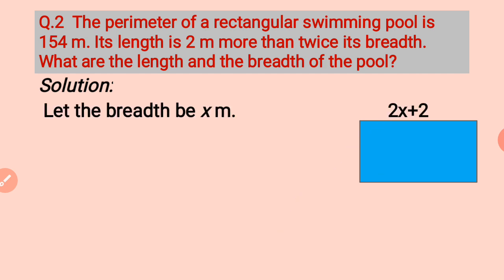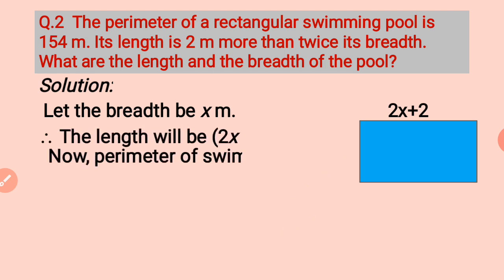The solution. Let the breadth be x. We generally take the smaller one to be x. If you read the second statement, it says the length is 2 meter more than the breadth. So we have taken the breadth to be x, so the length is 2 meter more.